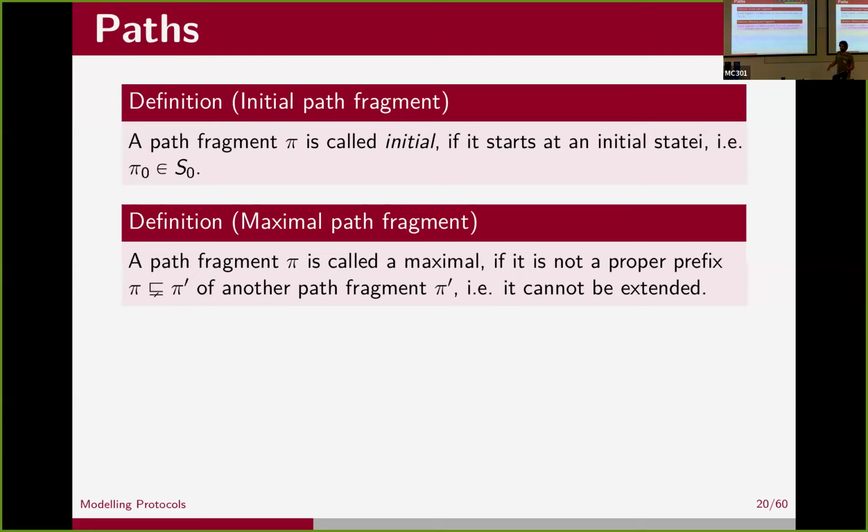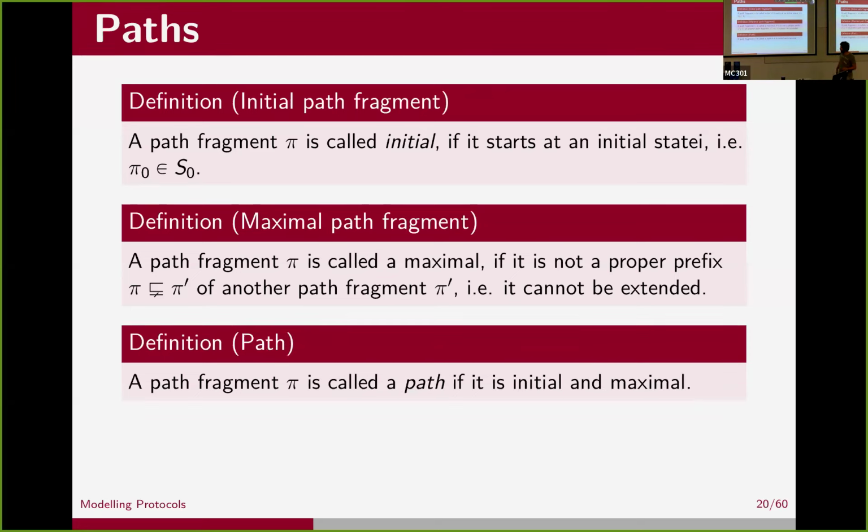And we can call it maximal if there's no other path fragment that it's a proper prefix of. So if I cannot extend a path in any way, then it's a maximal path fragment. Sorry. So correctly, a path is a path fragment that's initial and maximal. Basically, it's a sequence through this graph that starts at the beginning, and it doesn't cut short at any point, right? There's always an extension. So that's a full path.